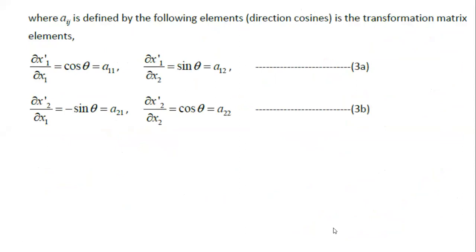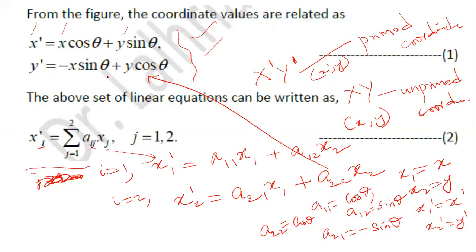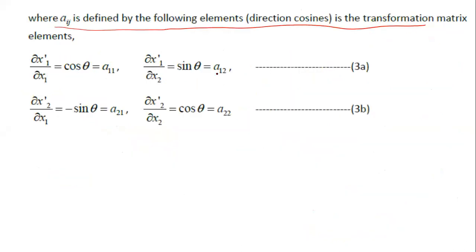So a_ij is simply defined like this. a_ij is defined using these directional cosines. As I was explaining from the comparison, a11 is cos theta, a12 is sine theta, a21 is minus sine theta, a22 is cos theta, and these are called directional cosines.